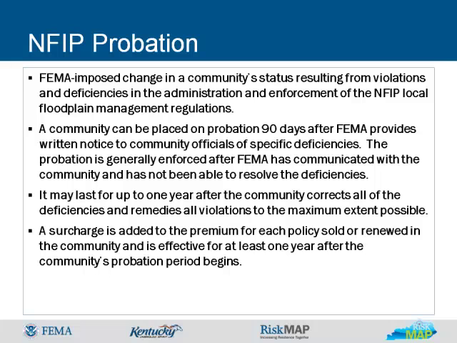NFIP probation is a FEMA-imposed change in a community's status resulting from violations and deficiencies in the administration and enforcement of the NFIP local floodplain management regulations. A community can be placed on probation 90 days after FEMA provides written notice to community officials of specific deficiencies. The probation is generally enforced after FEMA has communicated with the community and has not been able to resolve the deficiencies. It may last for up to 1 year after the community corrects all the deficiencies and remedies all violations to the maximum extent possible. A surcharge is added to the premium for each policy sold or renewed in the community and is effective for at least 1 year after the community probation period begins.